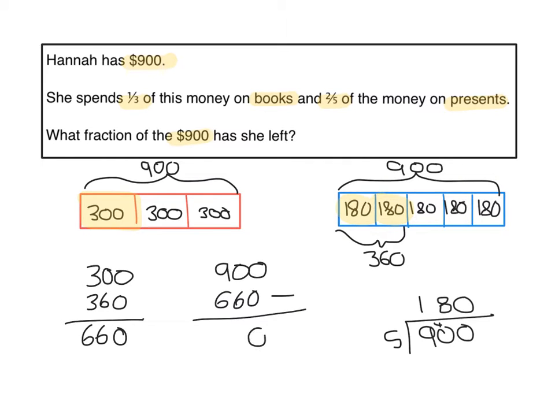0 take away 0 is 0. 0 take away 6, can't do that, it's going to go into negative, so I need to borrow from the 9 here, so that's going to go down to 8, and that's going to go up to 10 there. So 10 take away 6 is 4. 8 take away 6 is 2. She's going to have $240 left.